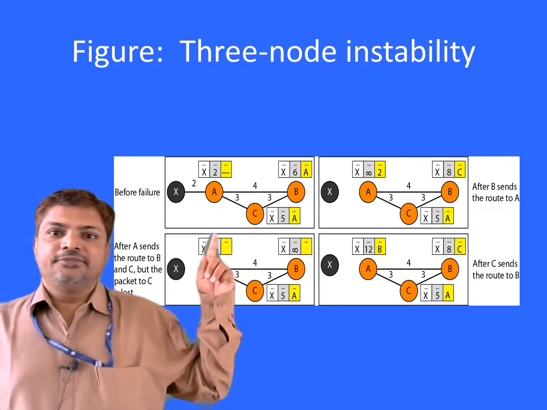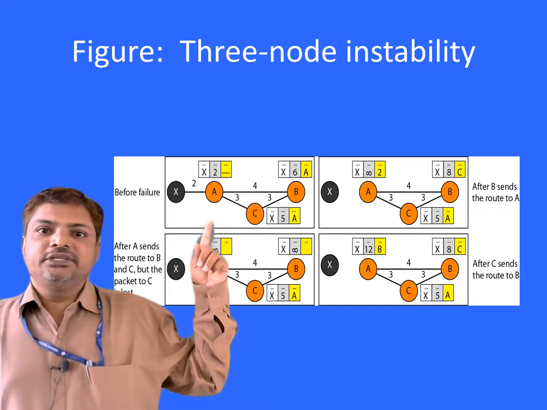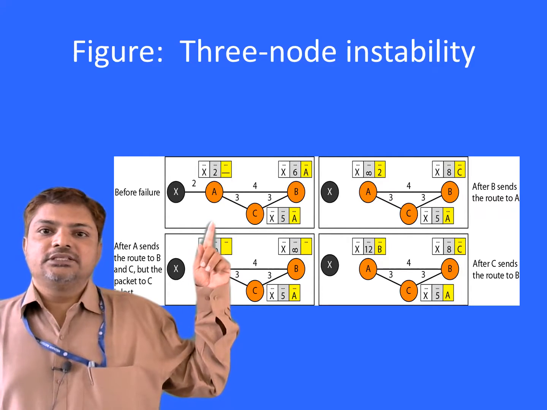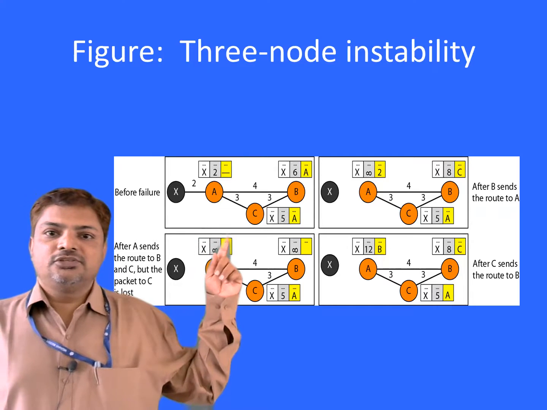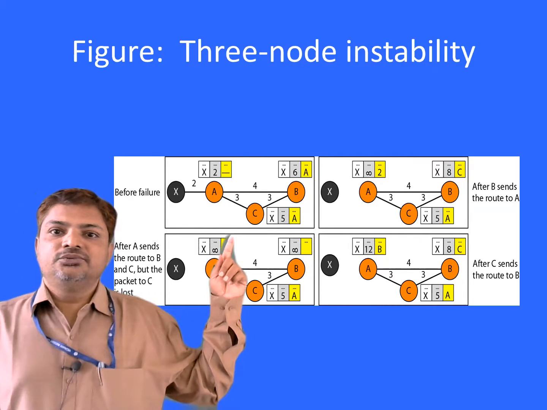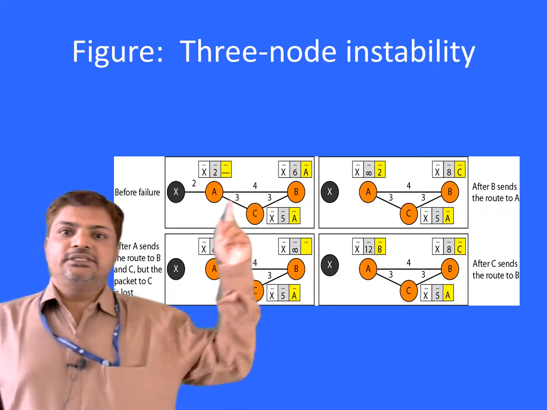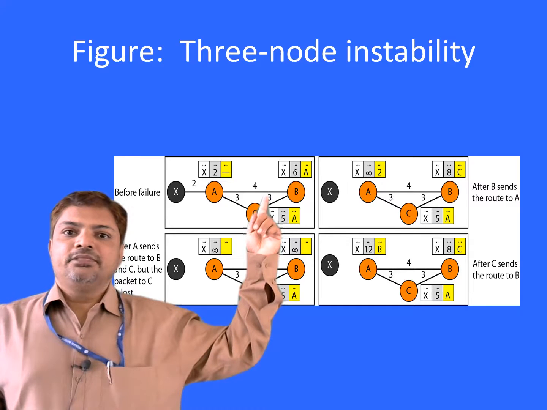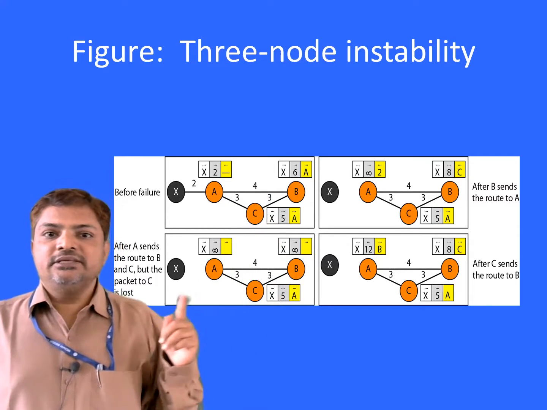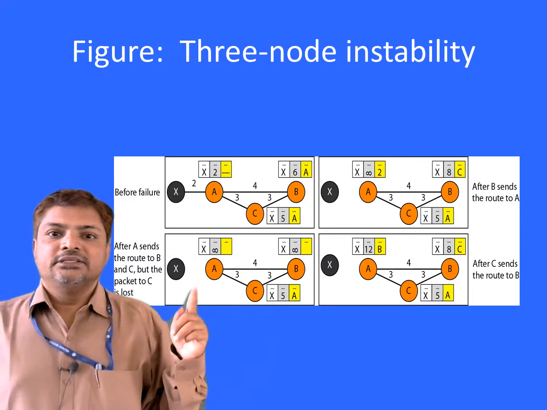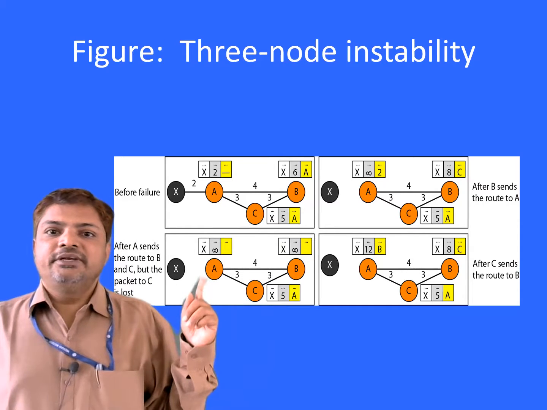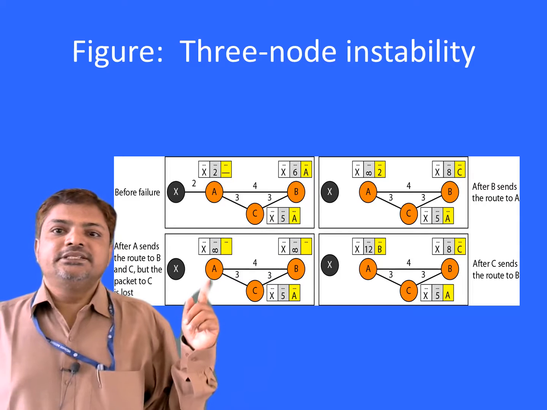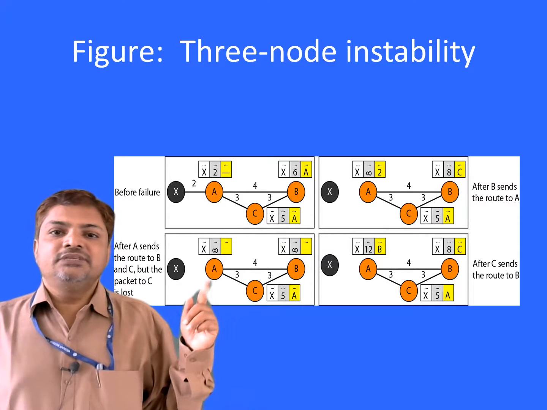This is three-node instability. The cost to reach X through A is 2. The cost to reach X from C through A is 5. The cost to reach X from B through A is 6. Now there is a failure of the link between A and X. So the value of A is updated to infinity. A sends this data to B and C, saying that there is a failure of the link.